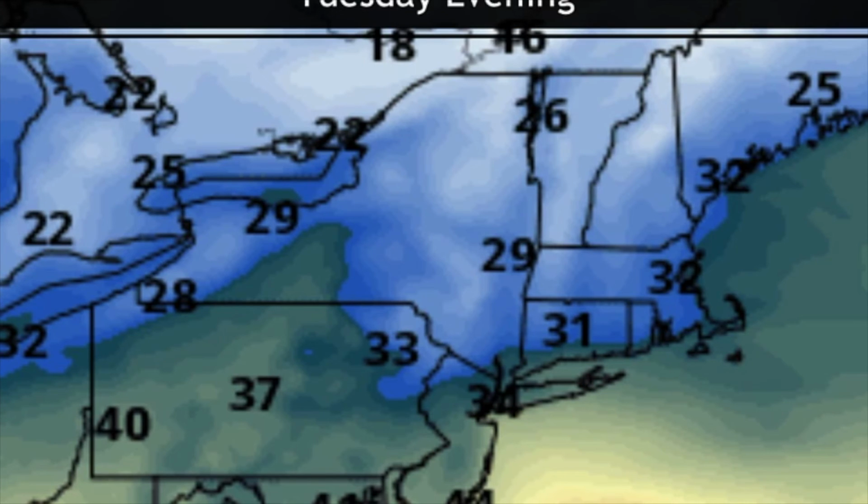And that's shown here by the next image, where we have temperatures above freezing for southern Connecticut into Westchester, southern Rockland, most of northeast New Jersey, and then all the 5 boroughs of New York.